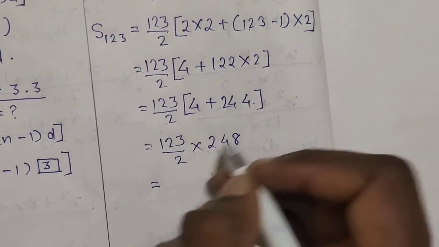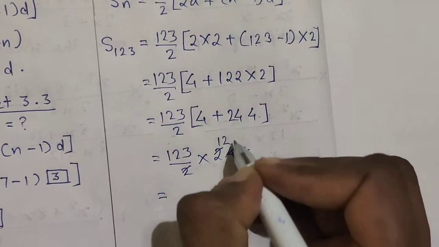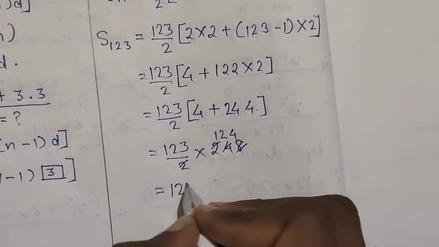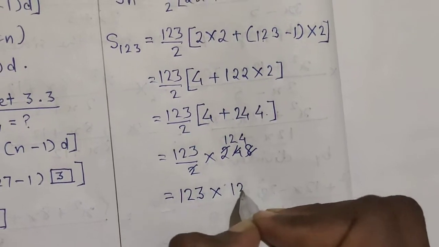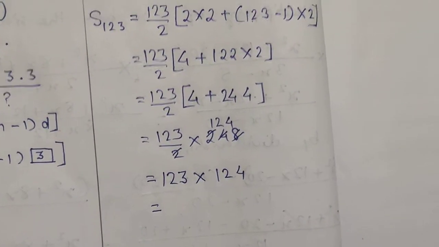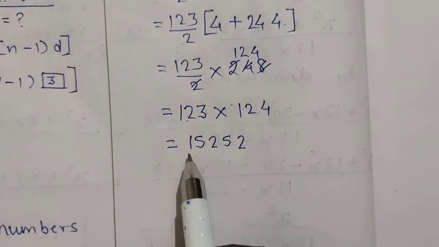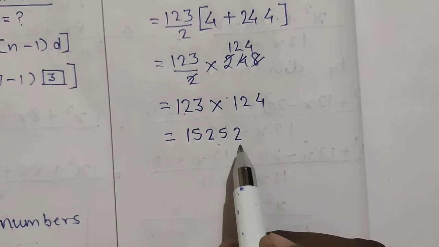Now let us do cancellation of these two. So this is 2 1 ja 2, 2 2 ja 4, 2 4 ja 8. So here you got 123 into 124. Okay, so let me do multiplication of this. So if you do multiplication of this, you are going to get 15252.